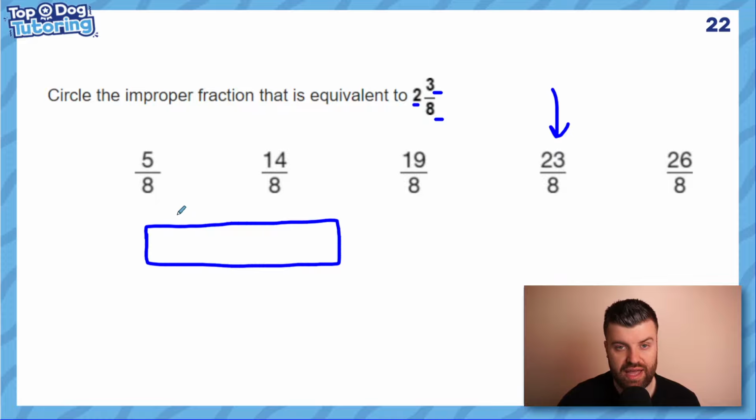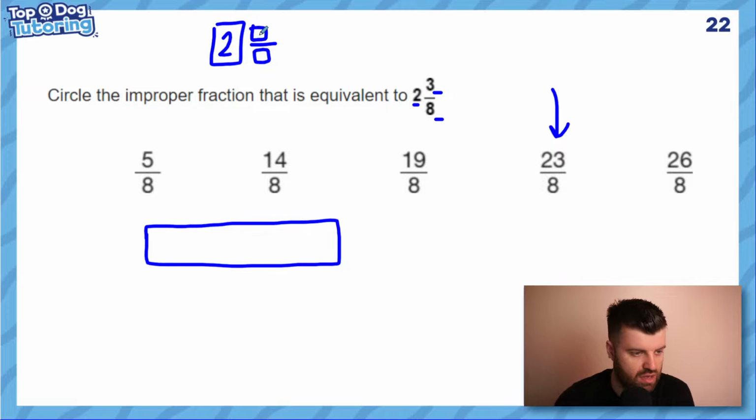A mixed number, by the way, is any number that has a whole number, or an integer, as we'd call it, in this case a 2, and a fraction next to it. That's why it's called mixed. It has 2 types of numbers, an integer and a fraction. In this case, 2 is the integer, 3/8 is the fraction. Together it makes 2 and 3/8, which is a mixed number.